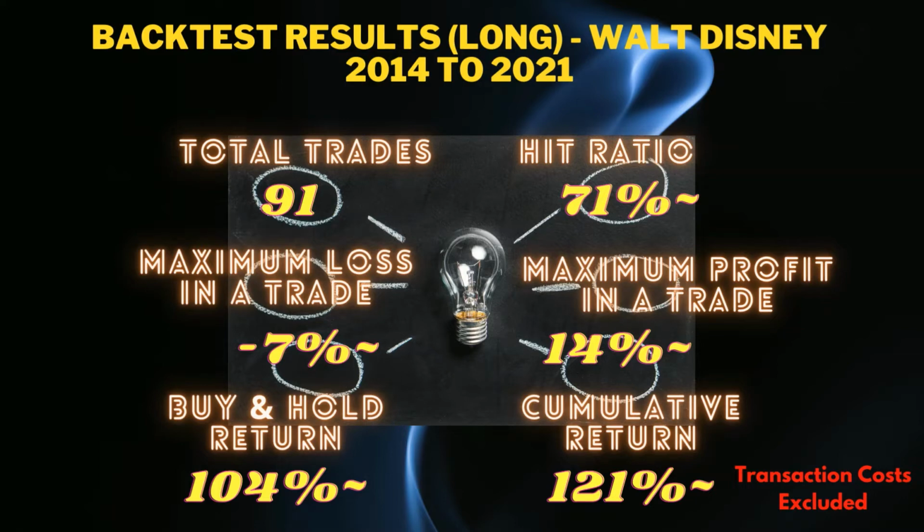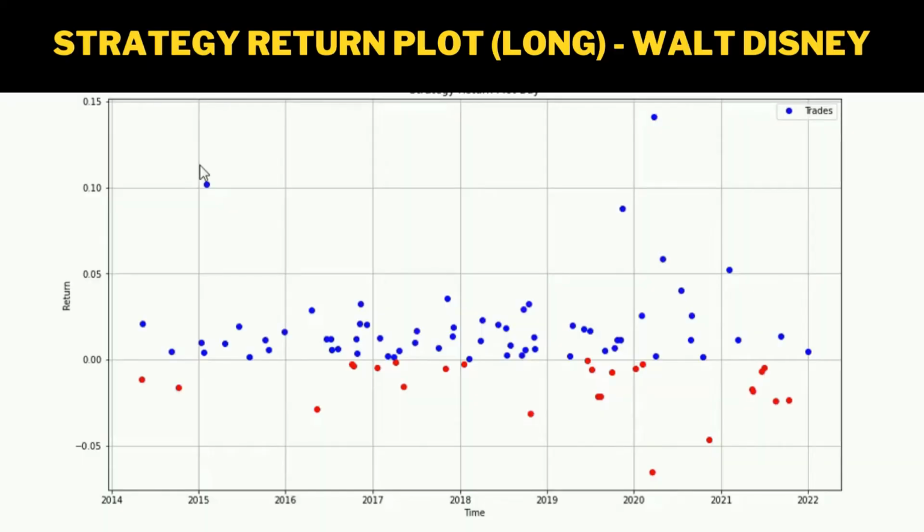Now, this doesn't include corporate actions like dividends. Also, I have noticed that there were no stock splits or other corporate actions like bonus issues. So the cumulative return of 121% kind of looks fine here. Let's take a look at this strategy return plot and analyze.